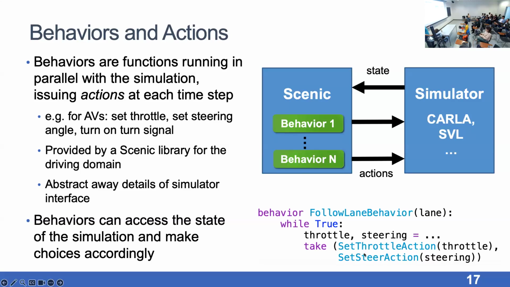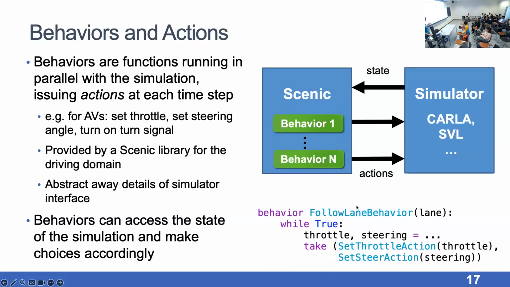So here we're taking two actions. We have a SetThrottleAction and a SetSteerAction. These are both defined by this driving domain library, and they do what you expect. We're saying set the throttle to this level of throttle, set the steering angle to this number. And the semantics of this take statement is it tells Scenic, okay, in the current time step, here are the actions this behavior would like to take.